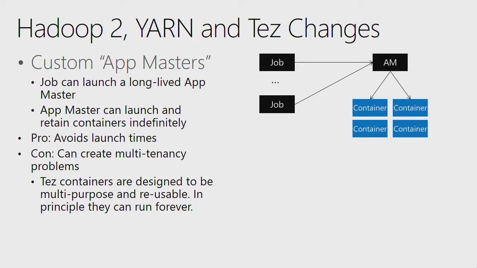So that's the great part about it. The downside is obviously the more containers the AM holds, there are going to be problems with multi-tenancy, because if you have multiple AMs holding these containers, you actually remove those containers from the resource pool that more customers or users can use. So there's this trade-off of using these persistent containers versus making sure that you are using it fairly.